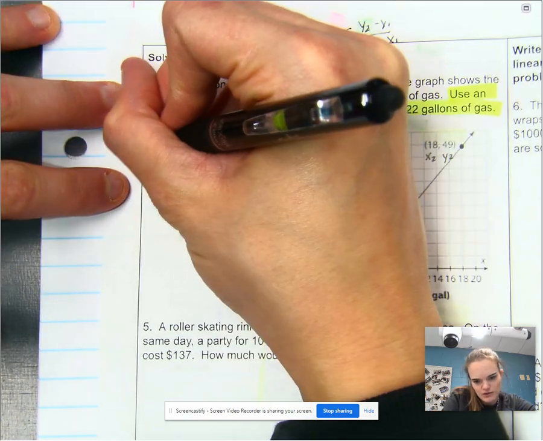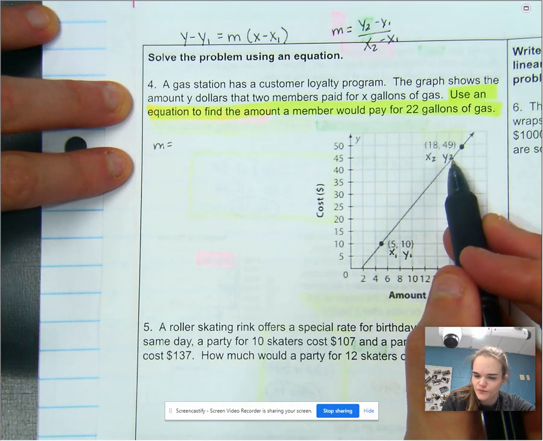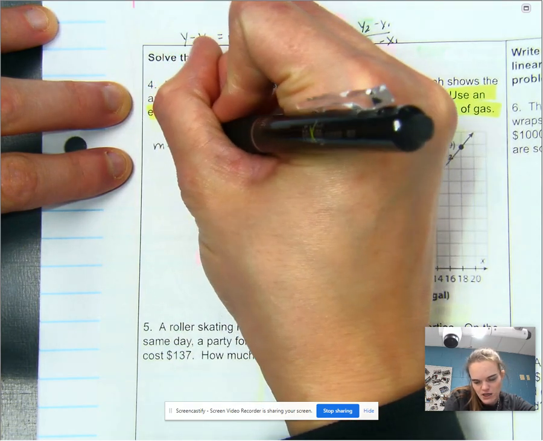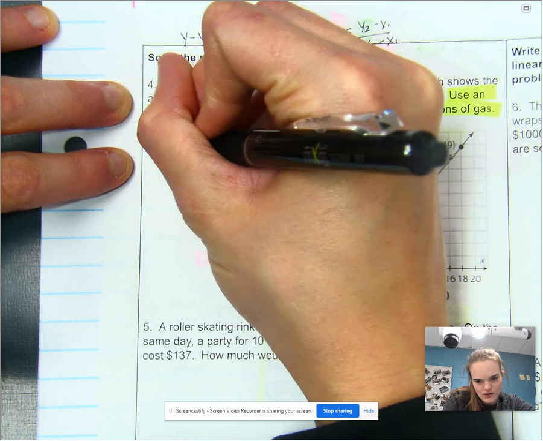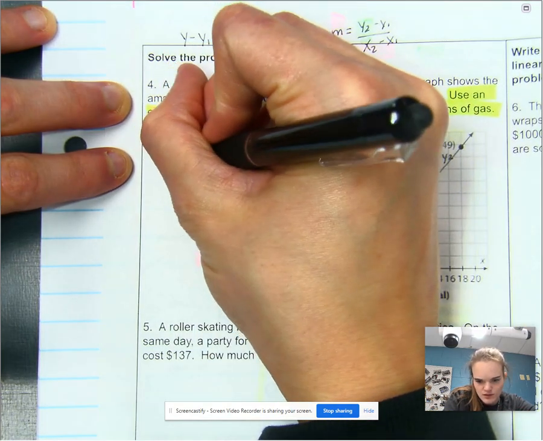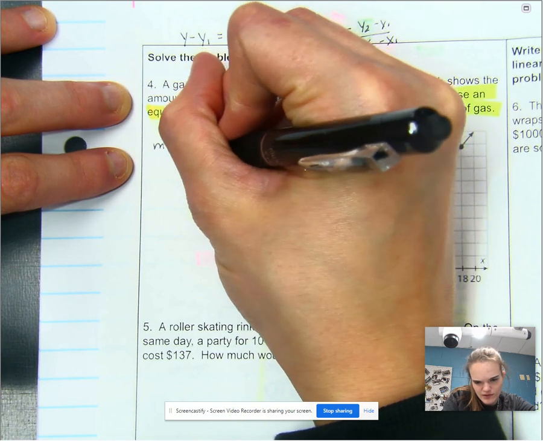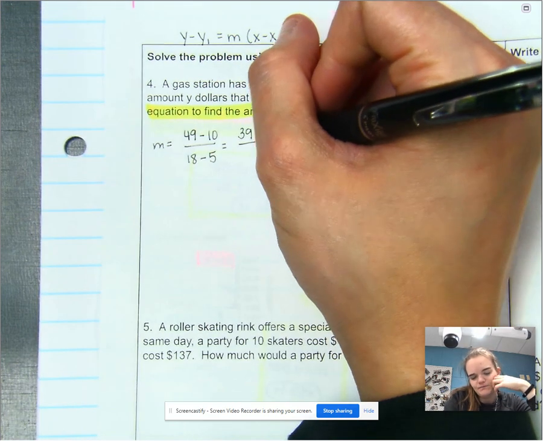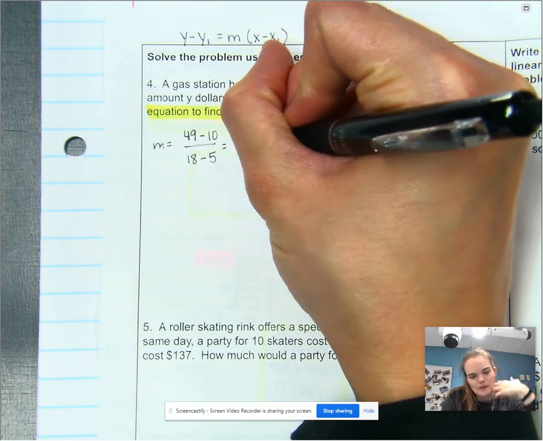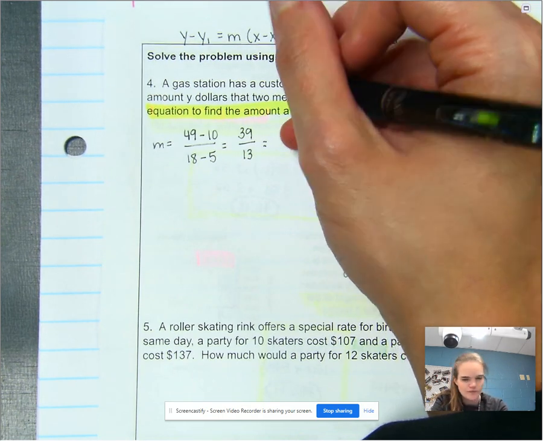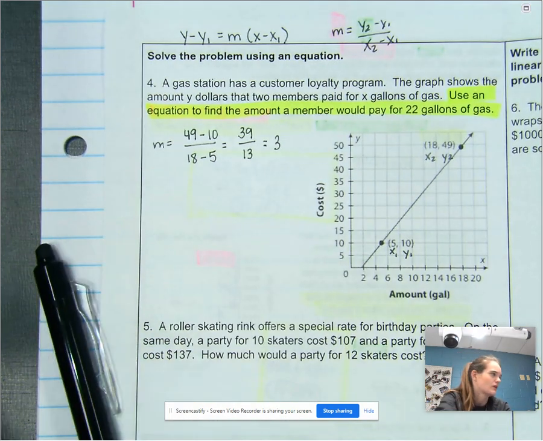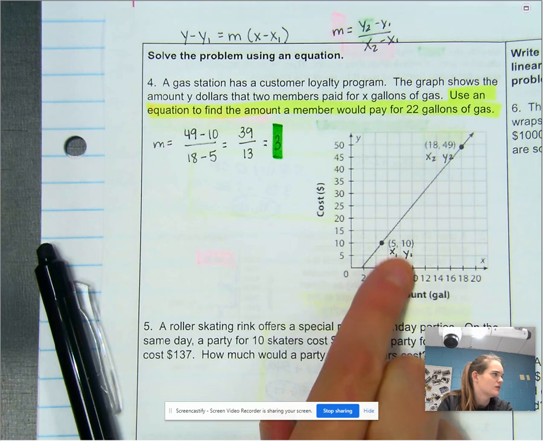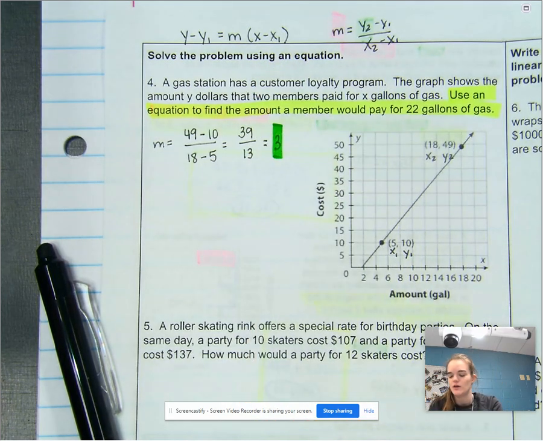So our slope m is equal to 49 minus 10 over 18 minus 5. That is 39 divided by 13, which is 3. There's our slope. And then we're going to use this point to plug into this equation. We will then simplify.